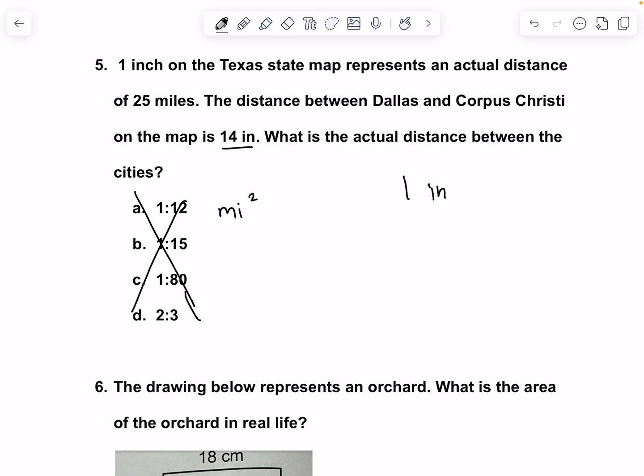1 inch is 25 miles. 14 inches. This means you'll multiply by 25. 14 times 25 would give us 350. So the real answer would be 350 miles. Sorry, not miles squared.